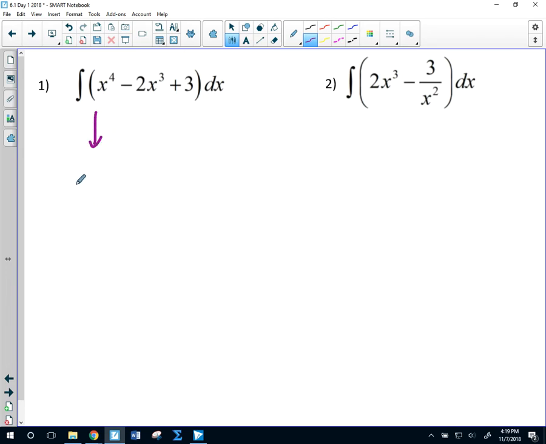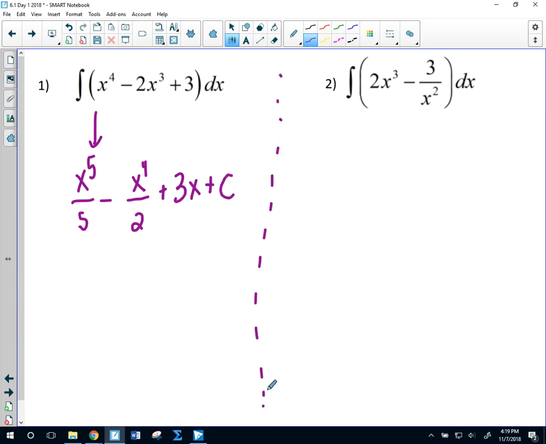Okay, so x to the 4th becomes x to the 5th over 5. 2x to the 3rd becomes x to the 4th. You're dividing by 4, but there's already 2 out front, so it becomes x to the 4th over 2. And then this part is 3x. And whatever you do, don't forget your plus c. Yes, AP will take off if you do not have a plus c, and there's supposed to be one.